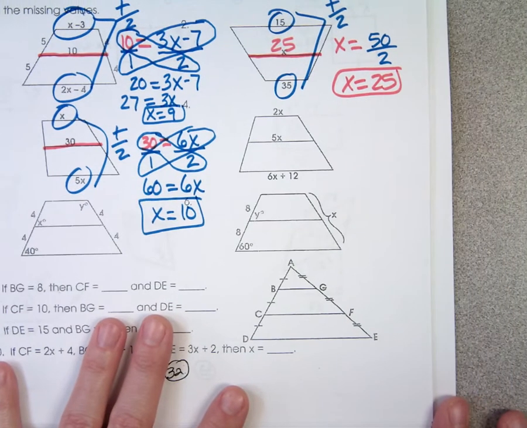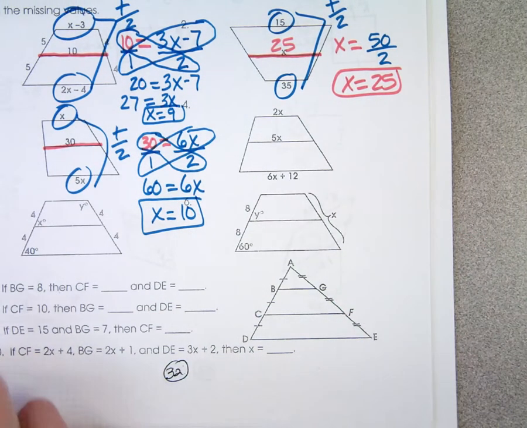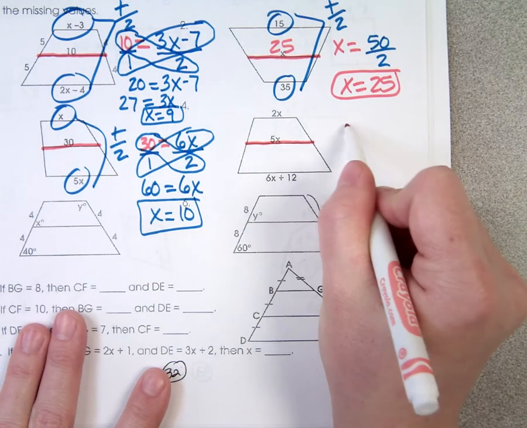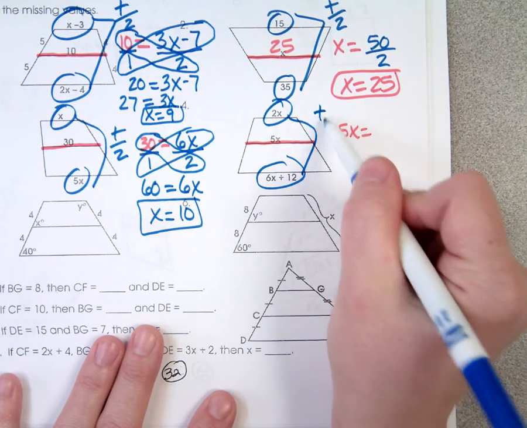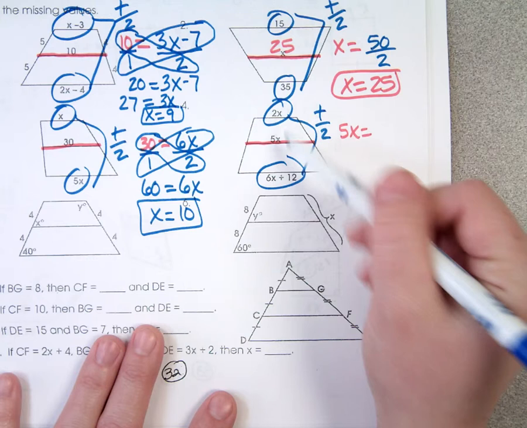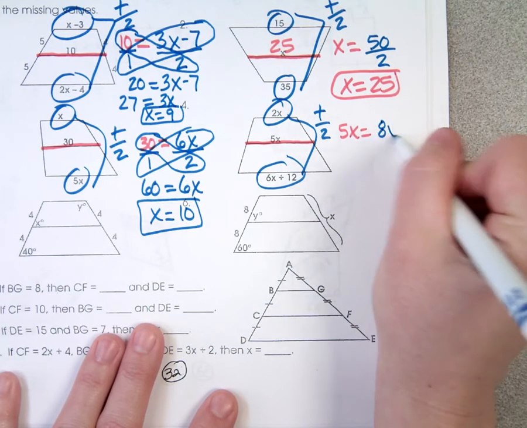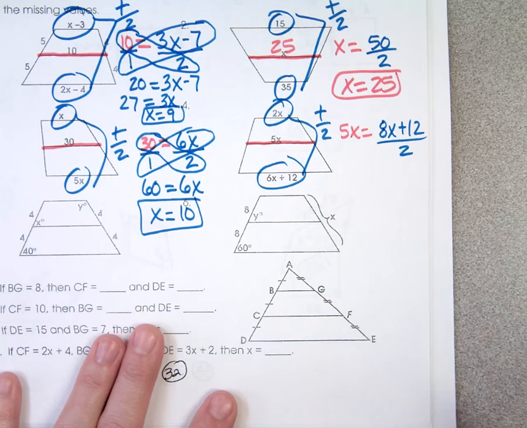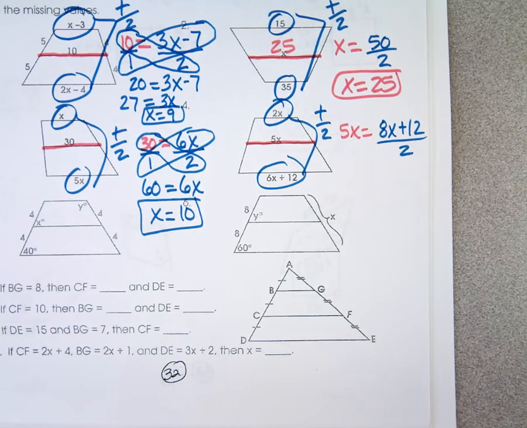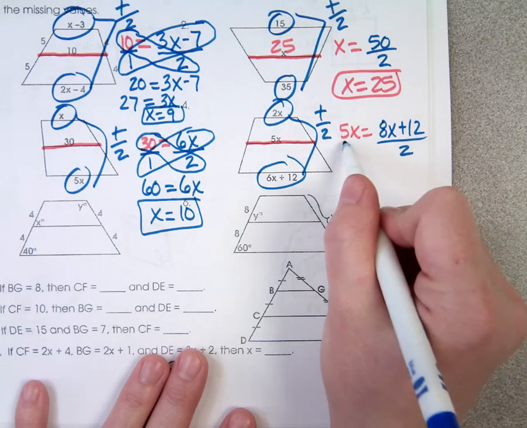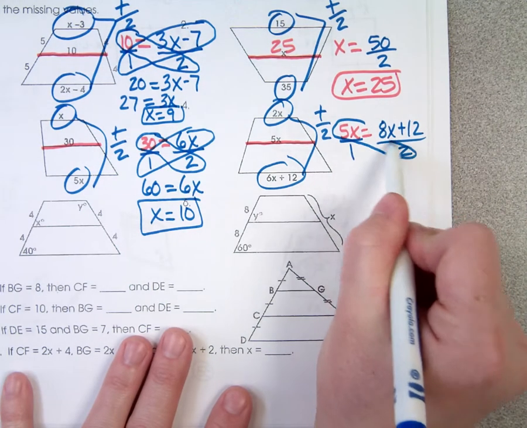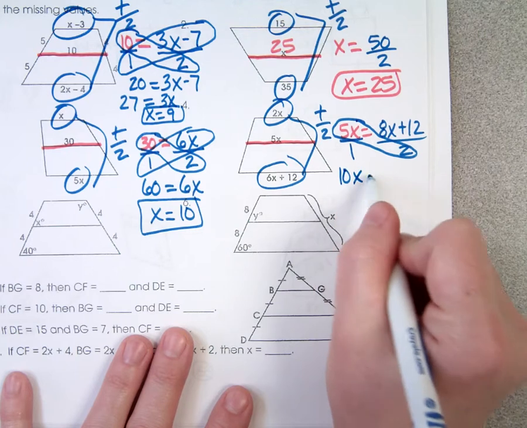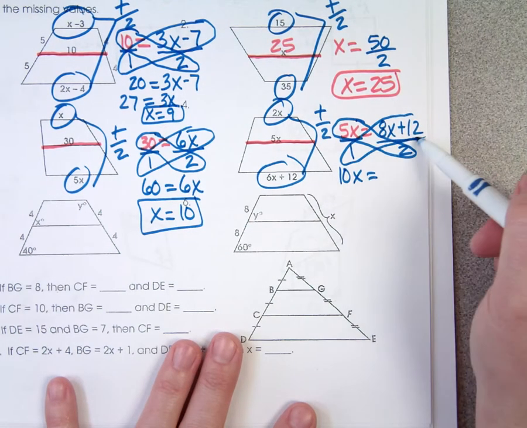Okay, let's do one more together. Number 4, same thing. I start with the median, and that median equals the average of the 2 bases. So I'm going to add these 2 bases up and divide by 2. What do you get when you add these bases? 8x plus 12. Don't forget to divide by 2. And then what have I been doing to turn this into a proportion? Popping the 5x over a 1. And now that I've got my proportion, which is simply one fraction equaling another fraction, I can cross multiply. What's 5x times 2? 10x. And that's going to equal the other diagonal multiplied, which would be 8x plus 12.